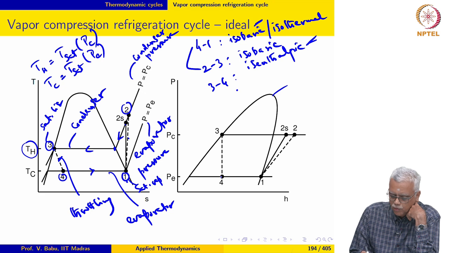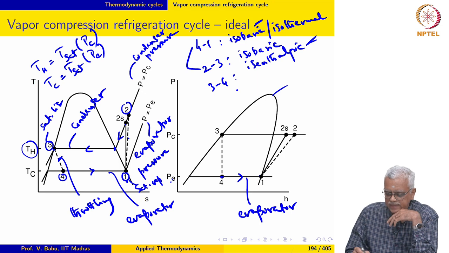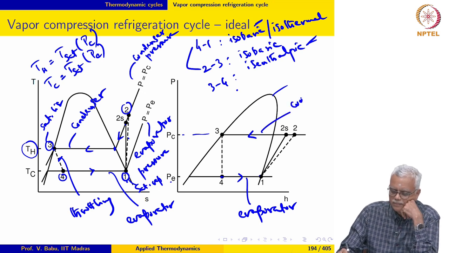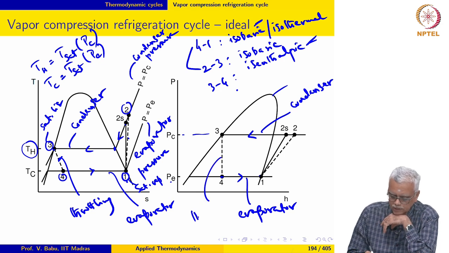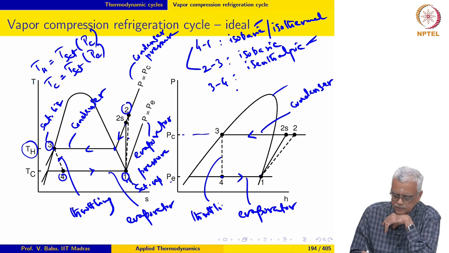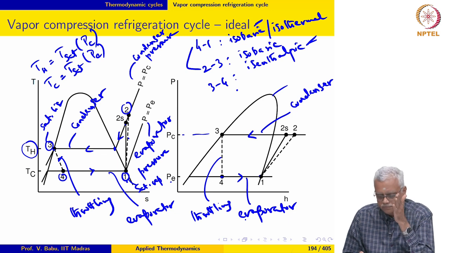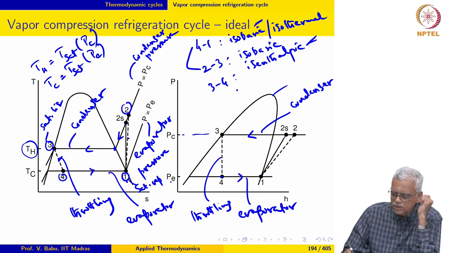So as you can see here, 4-1 evaporator, constant pressure process at PE, and 2s to 3 is a constant pressure process at the condenser pressure. 3-4, throttling process, constant enthalpy, which is now aligned with the h equal to constant line. Okay, so 1 to 2s looks like this.